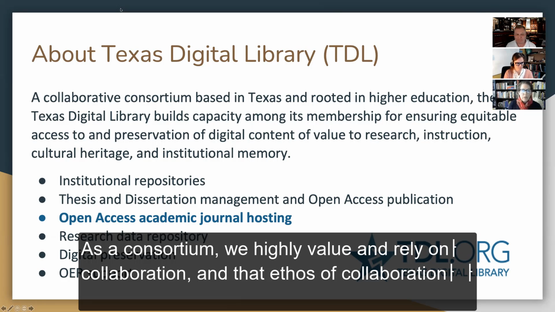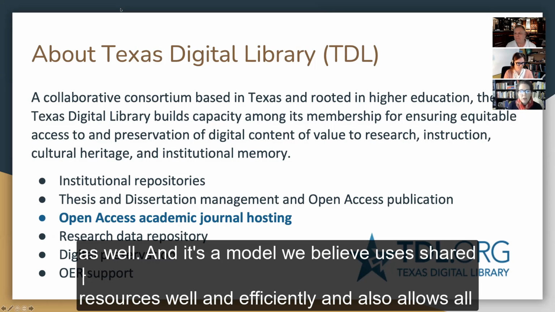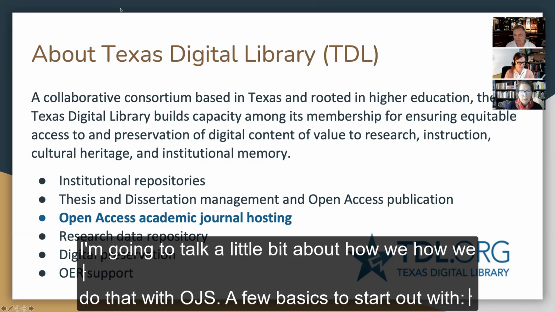As a consortium, we highly value and rely on collaboration, and that ethos of collaboration is the basis of our service for journal hosting and all of our other services as well. And it's a model we believe uses shared resources well and efficiently, and also allows all of us to provide this service in a more robust way than we would each be able to do on our own. So I'm going to talk a little bit about how we do that with OJS.